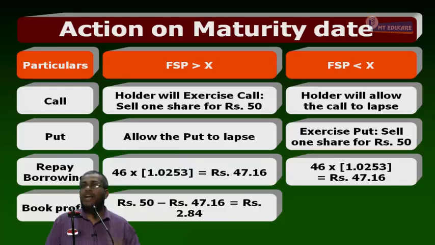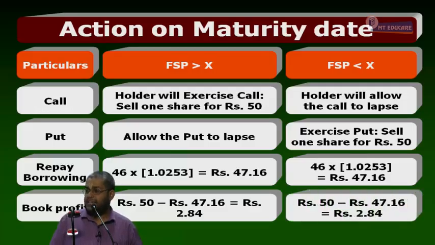Arbitrage profit, like in the book itself, is equal to 2.84. Don't ask me the strategy and all, you should find out. What is the arbitrage profit? 2.84. Something similar to what has been done now. With this we complete this concept called put call parity theory.